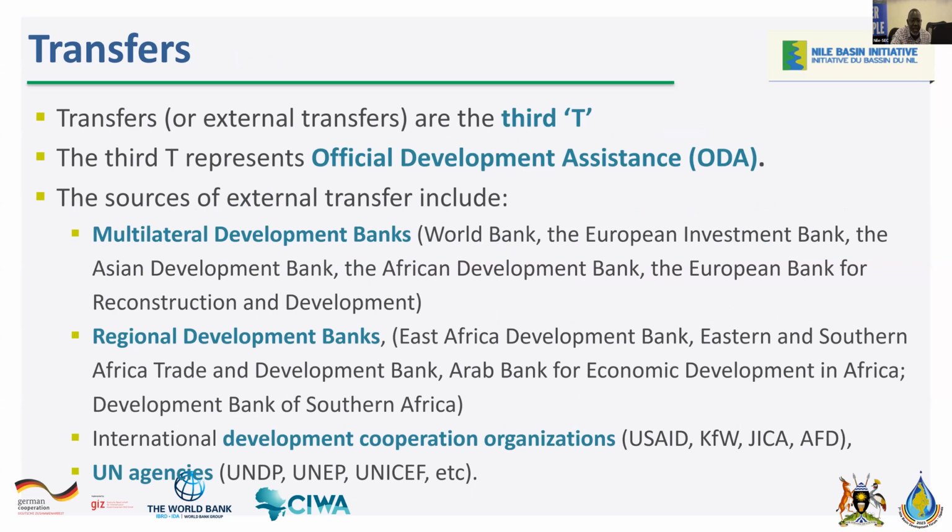The third and the last T is transfers, external transfers, or what we call official development assistance. And it comes from multiple sources, from multilateral development banks, such as the World Bank, the European Investment Bank, the African Development Bank, but also regional development banks like the Eastern and Southern Africa Trade and Development Bank of COMESA, from international development cooperation organizations, donor countries, and from UN agencies.